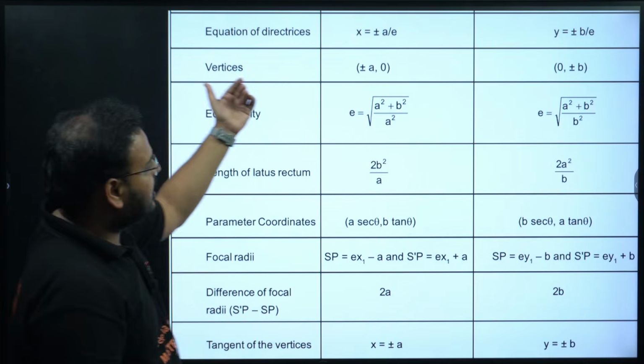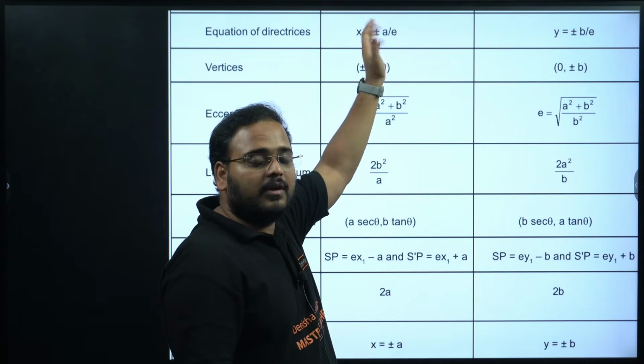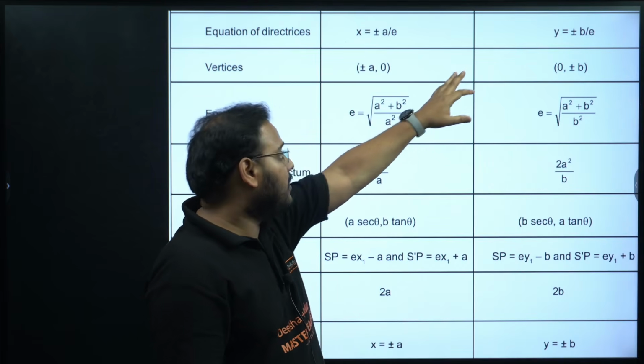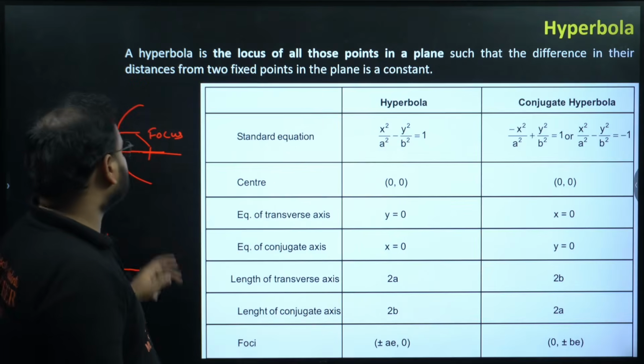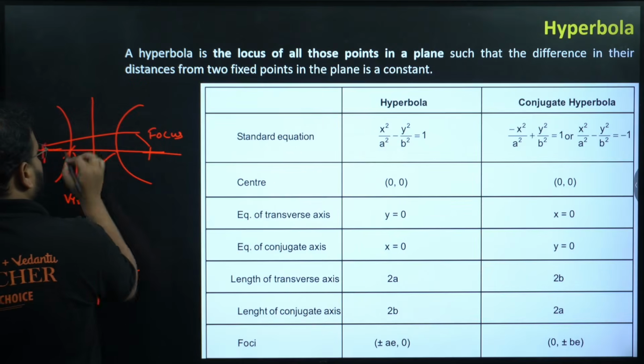Equation of directrix, plus minus a if a is more than b. For conjugate we have plus minus b by e. Vertices are again known. What are the vertices, sir? These are the vertices: a, 0 and minus a, 0.